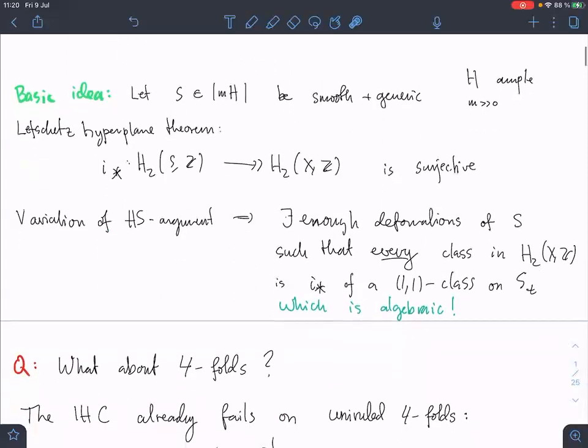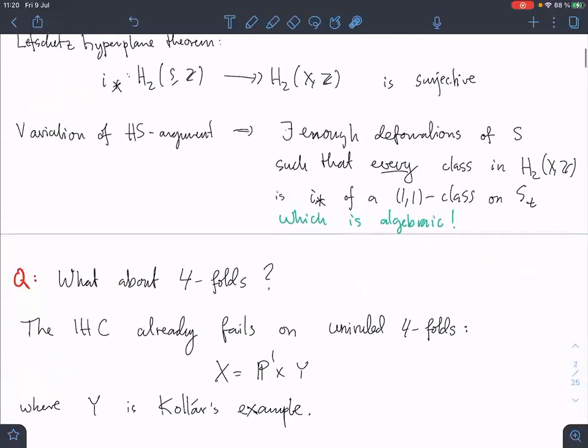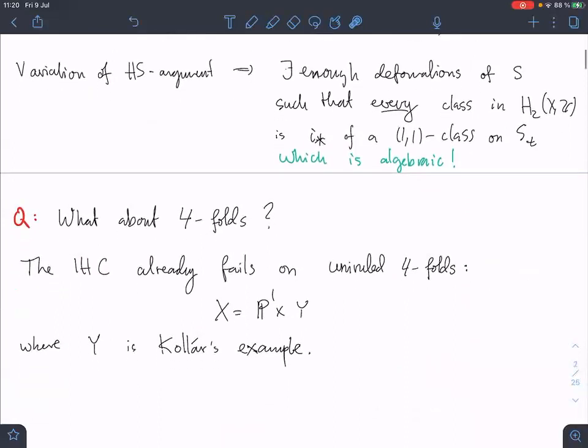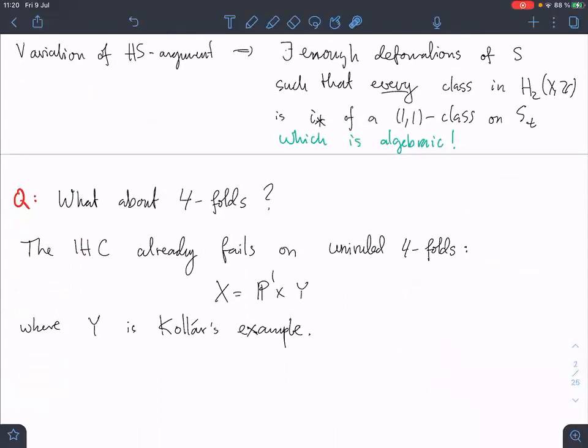Okay, and one could ask what happens in higher dimensions, in particular what happens for uniruled fourfolds. Well, it's easier to make counterexamples just from the counterexamples that you have for threefolds. So you can just take Kollár's counterexample. P1 times that hypersurface is a uniruled fourfold, and it's easy to see that the integral Hodge conjecture fails here. So uniruled is maybe not the right condition.